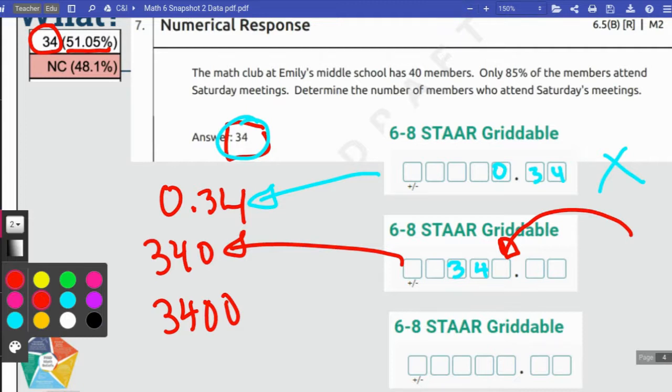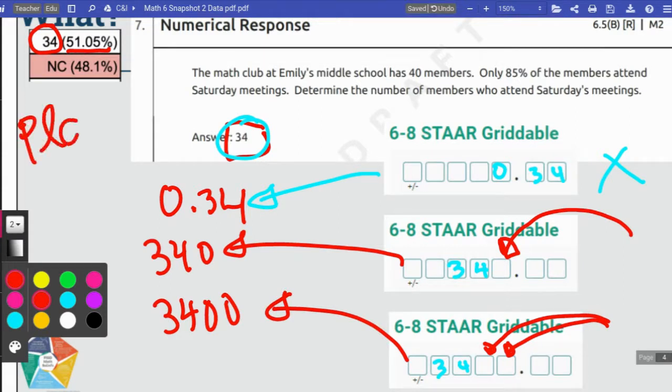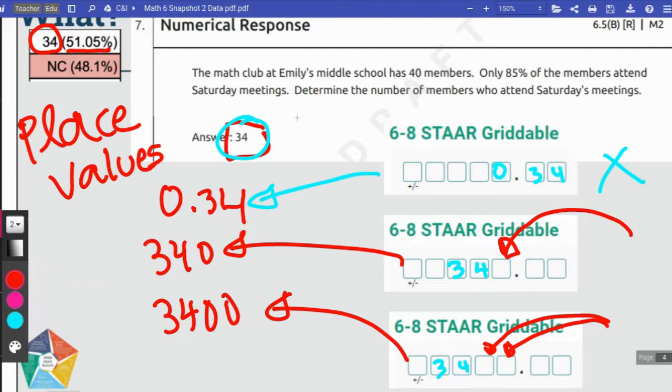I also noticed that students can answer 34 here, meaning you're leaving 2 places open, which could be the reason why they're getting 3,400. I don't know, but this would be a good time to have a conversation with your team about place values, and discuss how you can help your students narrow down the areas of mistake. All right, let's talk about question number 8.